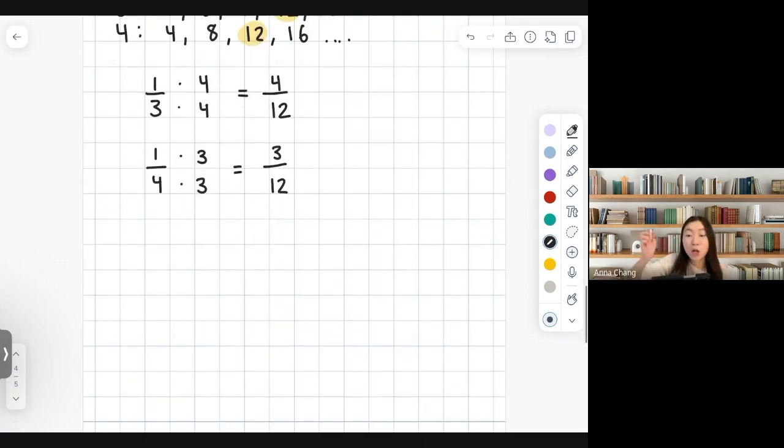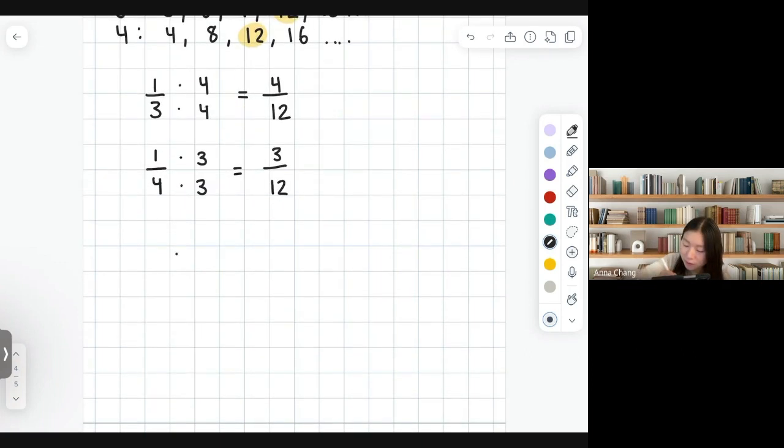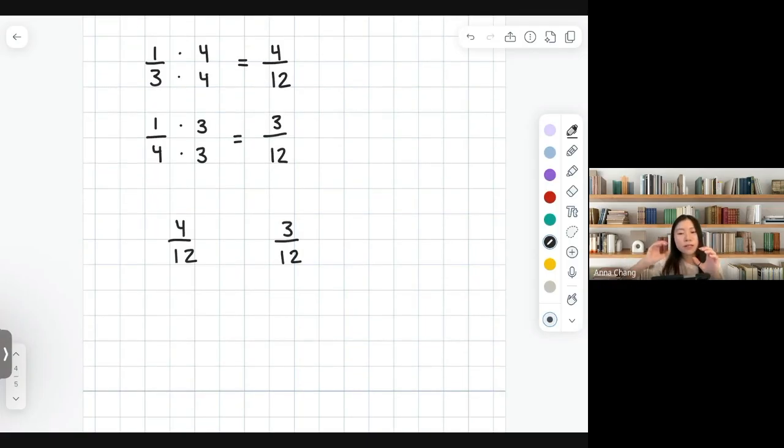Now that we have a common denominator, just like earlier, we can more easily compare these two fractions. We're comparing 4/12 and 3/12. Their denominators are the same, so you can imagine we have two wholes, both of them cut into 12 pieces, but our 4/12 is going to be greater because we're shading in 4 of those pieces instead of 3.